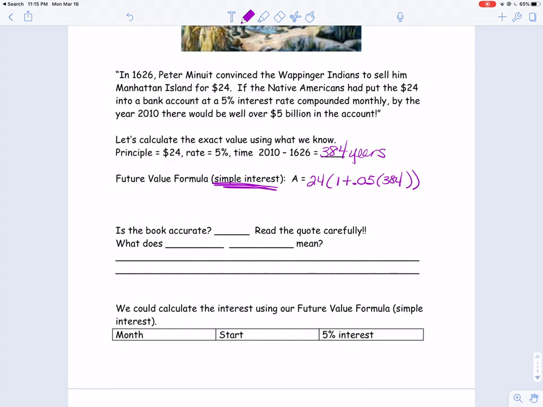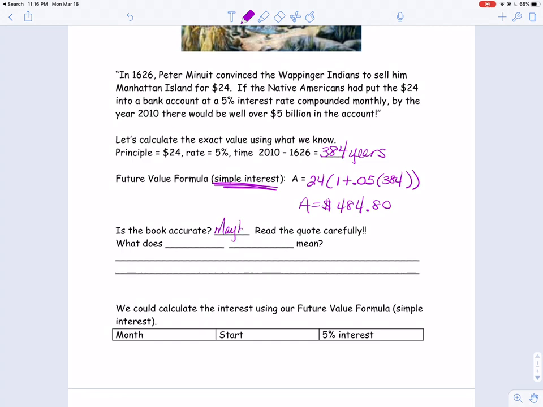I don't know if you have your calculators out, so I will just go ahead and do that calculation. Times 0.05. Okay, if you pop that in the calculator, you come up with a great sum of $484.80. That's a far cry from the $5 billion that was claimed. So is the book accurate?